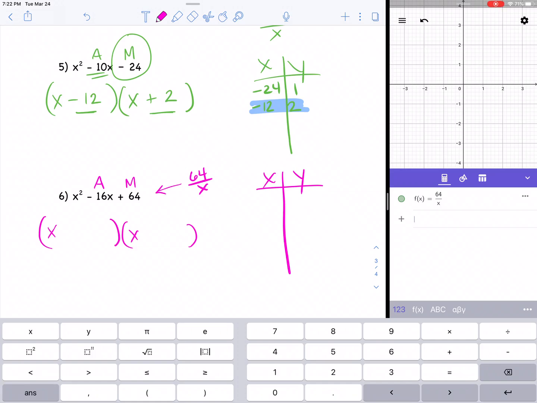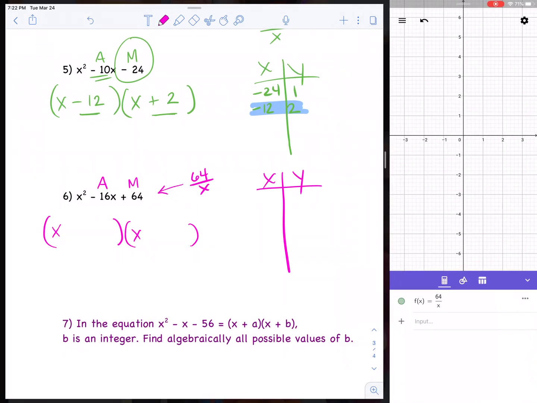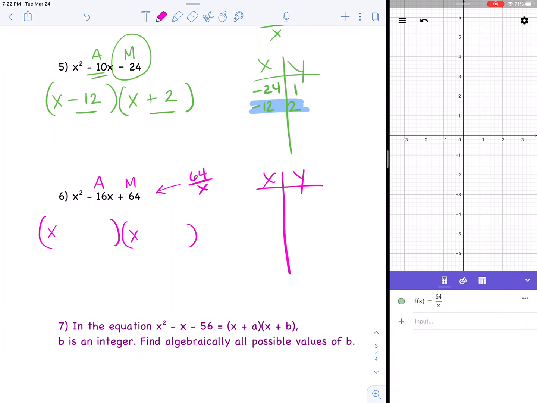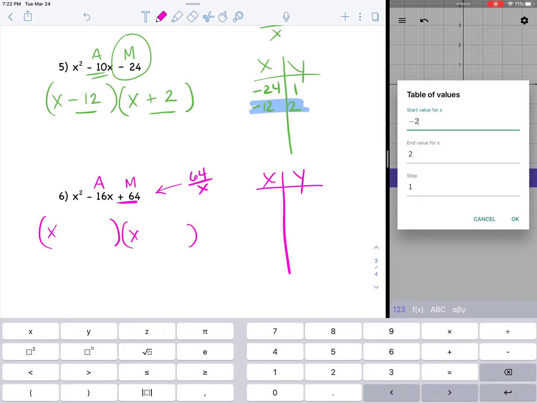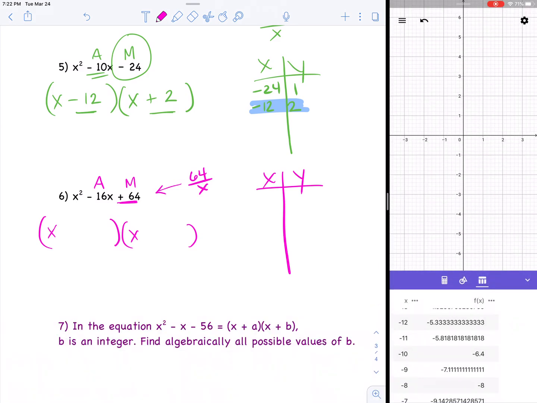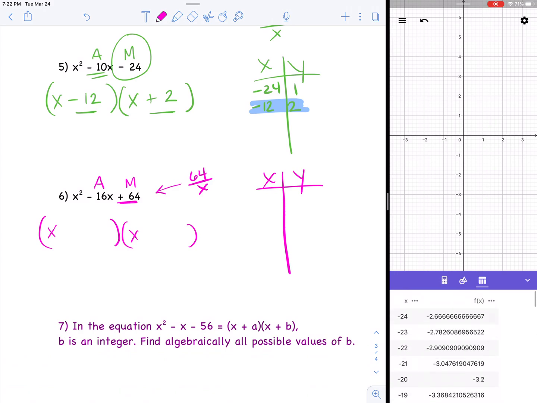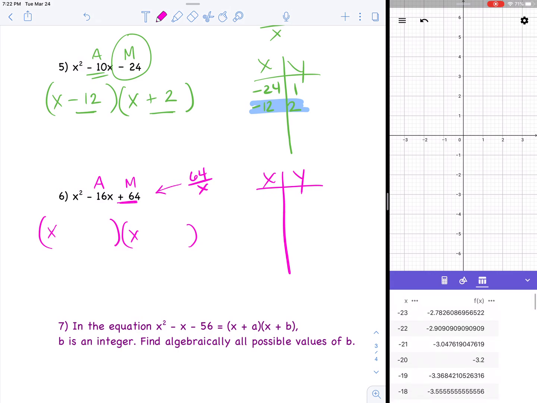Okay, so let's learn from my mistake. Because I put negative 64 divided by x in the calculator instead of the positive 64 divided by x, the table of values was no good. So I'm going to go back to the table of values, and I'll keep the negative 24 to 24. I mean, you could go from negative 64 to 64. I just knew that I didn't need to go that far and get so many numbers.